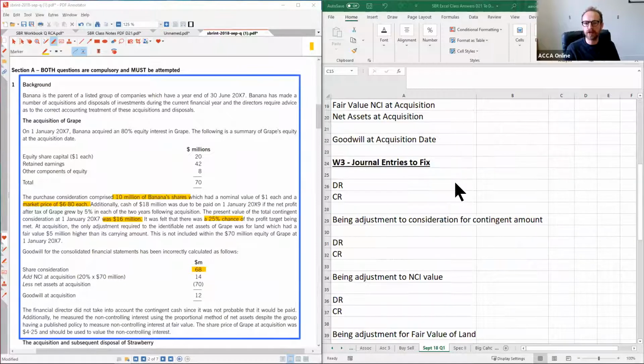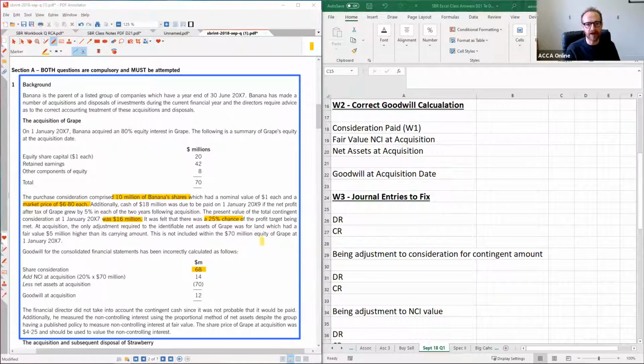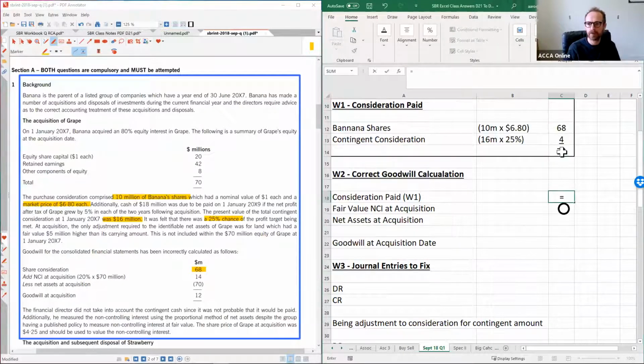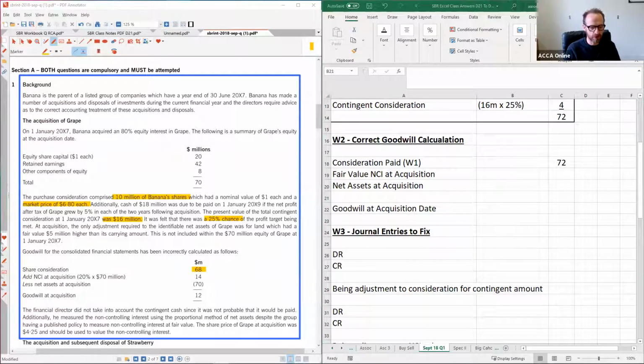Now, the next thing we need to do then is the correct goodwill calculation. We've already worked out the consideration paid, 72. Fair value of the net assets. Well, we need to be careful because they give us a little bit of detail, which means that we might need to make an adjustment to the net assets, and we need to think about the value of the NCI at the acquisition date. They do give us a little bit of detail down here at the bottom. So let's do this bit by bit.